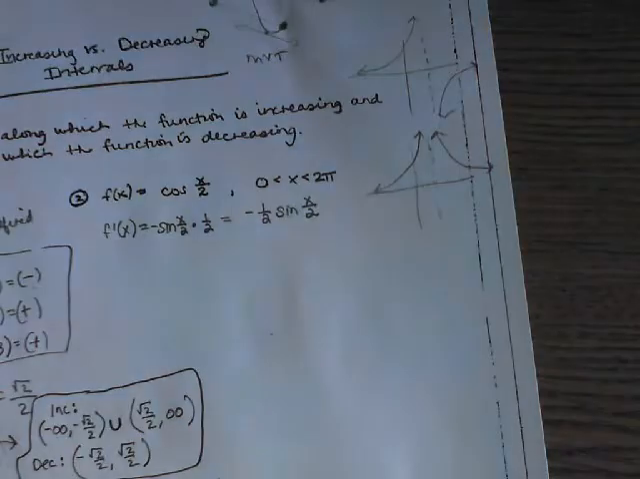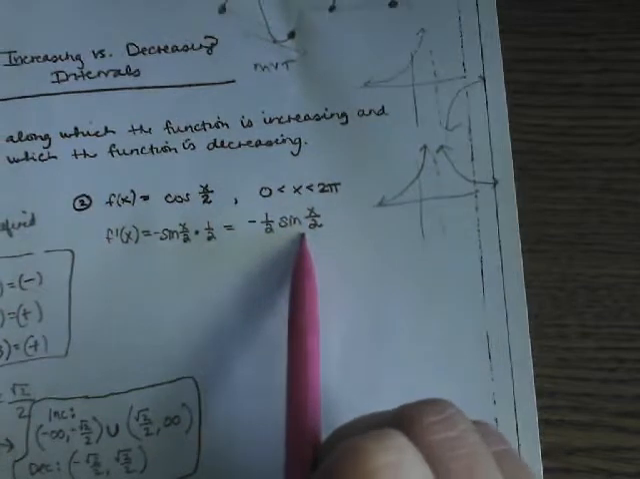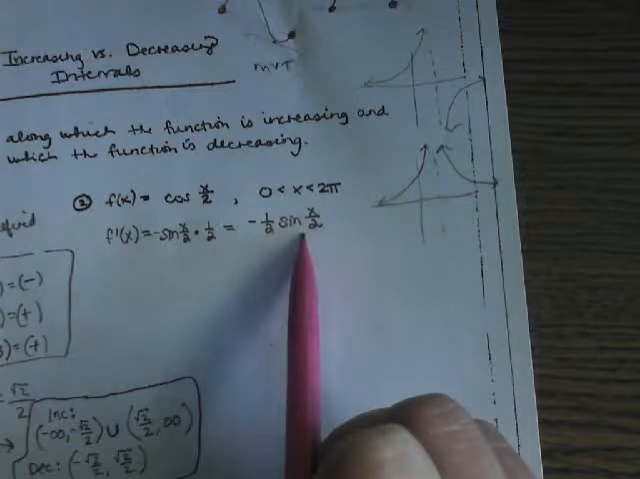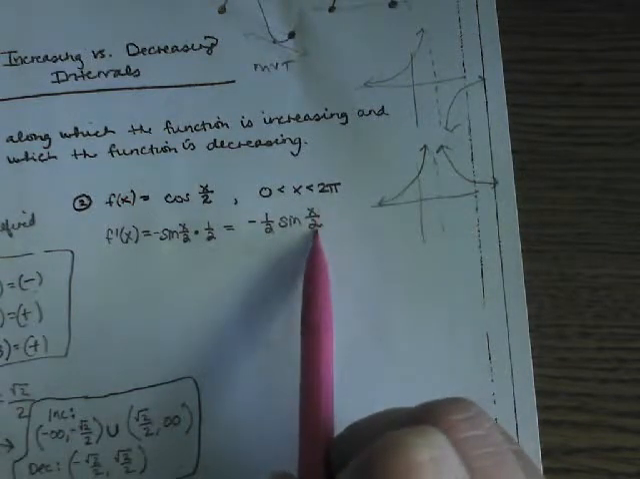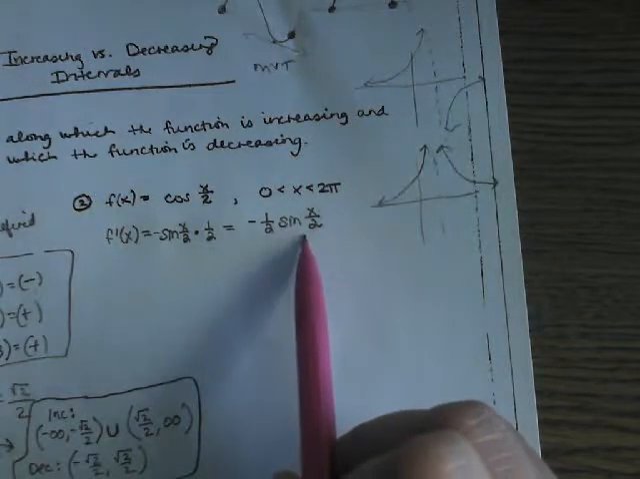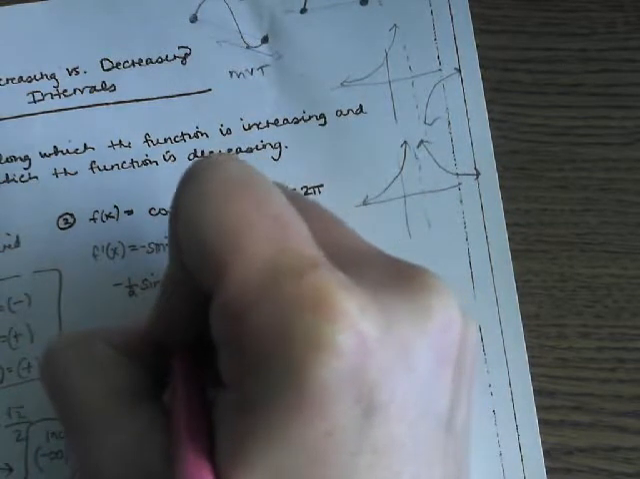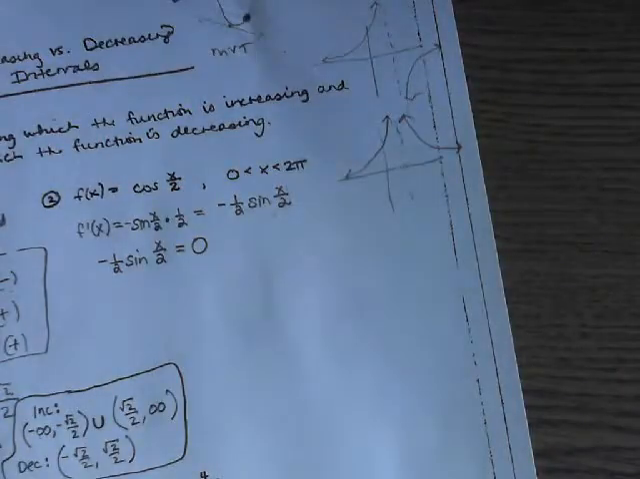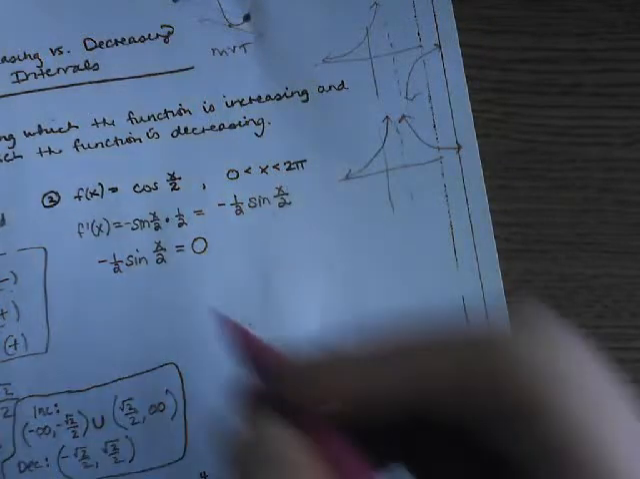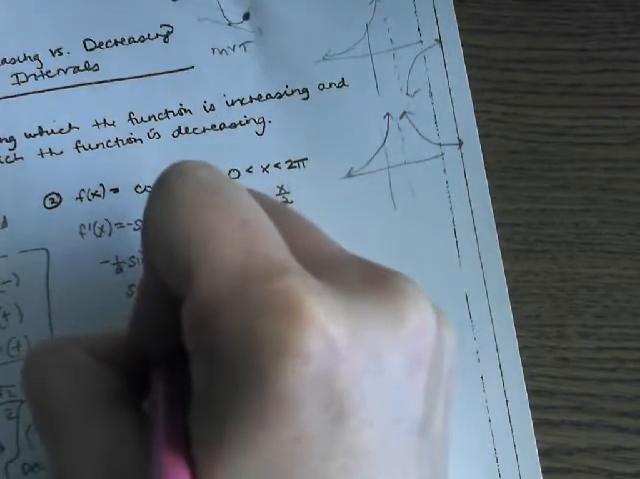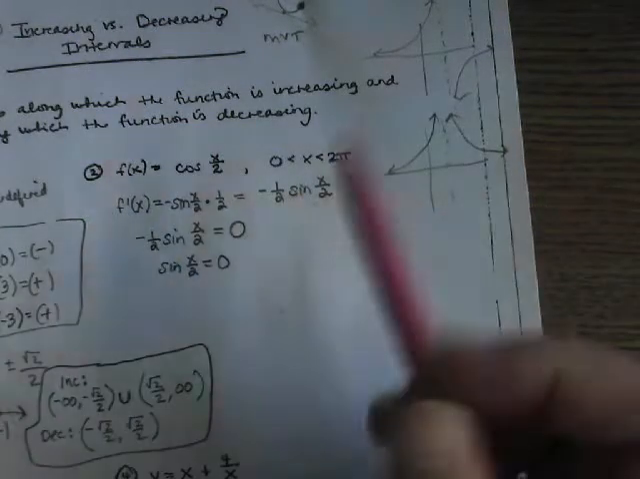So when is this undefined? Never. The sine is never undefined, unless that x happened to be in the denominator. When will this be 0? So that's our other question. Negative 1/2 sine of x over 2 equals 0. I pretty much can divide that negative 1/2 on both sides, and I'm still looking for where the sine of x over 2 equals 0. And our x's have to be along this interval.